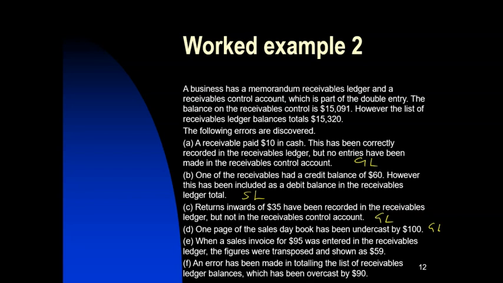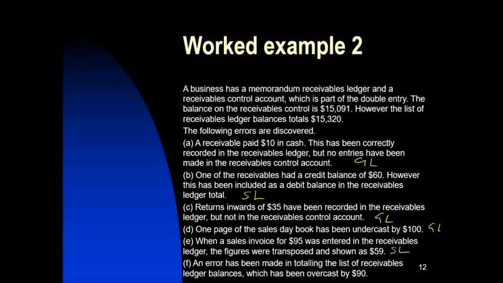When a sales invoice for $95 was entered in the receivables ledger, the figures were transposed and shown as 59. So you can see that this one is actually a sales ledger item. It's something to do with the sales ledger.